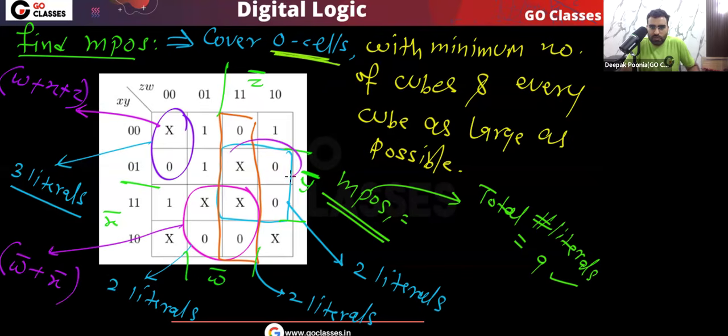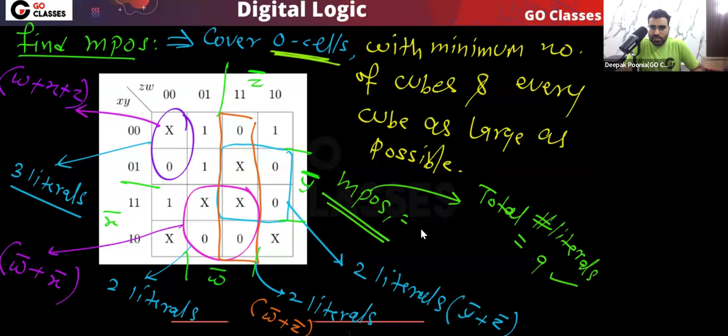Next, for this one, what is the sum term? The sum term will be, you can see, this is in the area of Z bar, Y bar. So this will be the sum term. And for this orange cube, what will be the sum term? This is in the area of Z bar and in the area of W bar. So this will be W bar or Z bar. That's it. Now you can do the product of all these sum terms. That will be your answer.